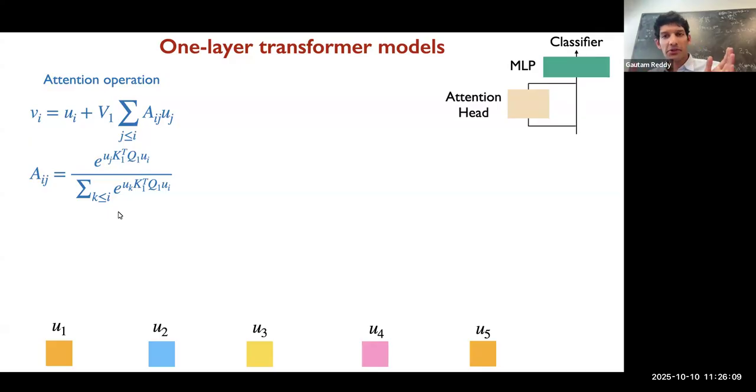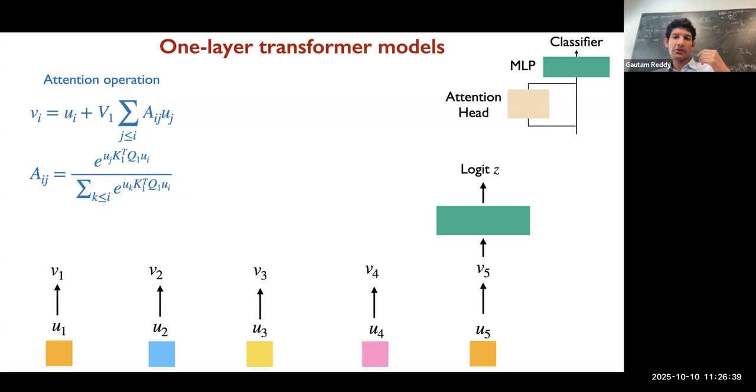Now, apart from the attention operation, there's no other interactions between the tokens, right? So this is really the operation that implements all of the interactions between the different words. Otherwise, they're all independent, right? So this is really the interaction aspect of the system. Now, once you do this, you get a new representation of the sentence in terms of these V's, V1 through V5.